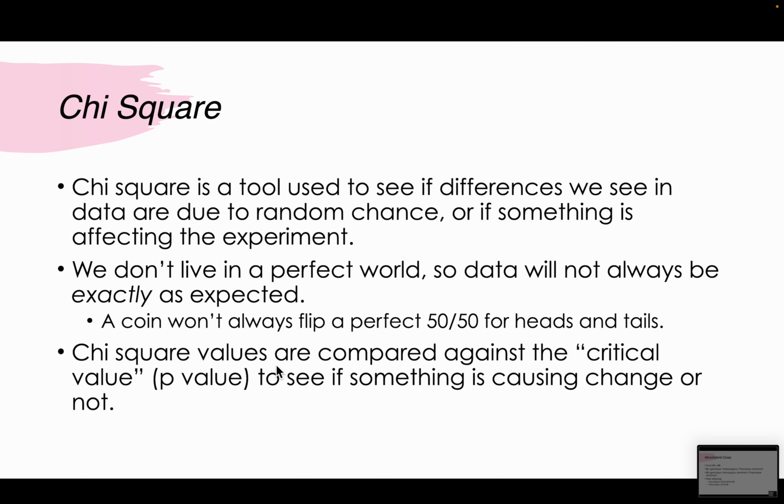So chi-square values are compared against what's called the critical, or p-value, to see if something is causing change or not. I'm running an experiment to see if my new painkiller works for headaches. I need to see if my painkiller is doing something, or if it's just all in my head. Pun not intended.